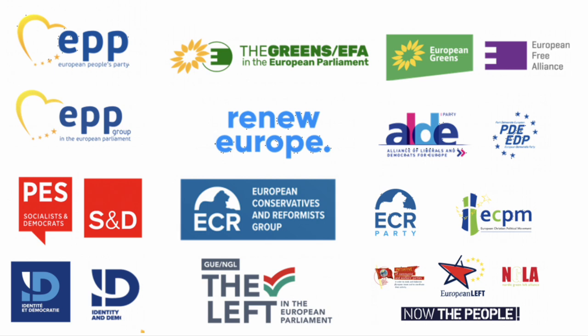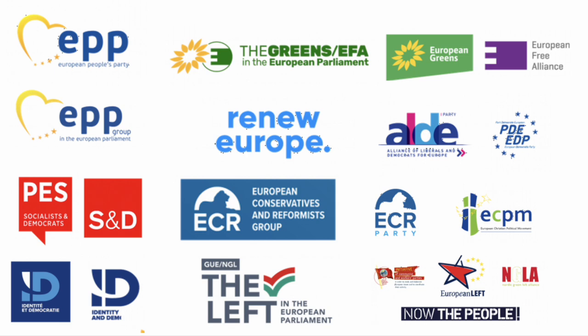For example, the Renew Europe group in the parliament is composed of the ALDE party, but also the EDP party. The Greens/EFA group in the European Parliament is composed of the European Greens party, but also the European Free Alliance. The ECR group in the parliament is composed of the ECR party, but there are also members of the ECPM party that are members of the ECR group. And for the group of the Left in the European Parliament, there are 4 different European political parties that are involved. All of that is very complicated.